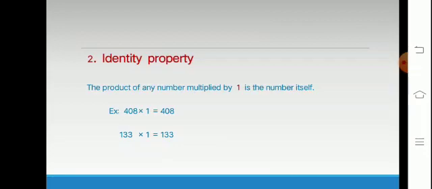Number 2 is identity property. What is identity? The product of any number multiplied by 1 is the number itself. It means whatever number it is, when you multiply it with 1, the product is the same as the original number. As 408 multiplied by 1, we will get 408. 133 multiplied with 1, we will get 133. Same original number.